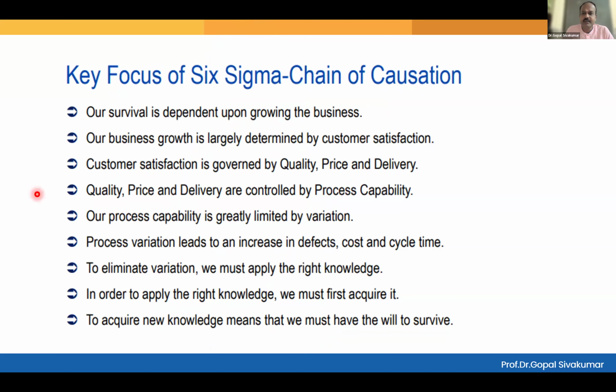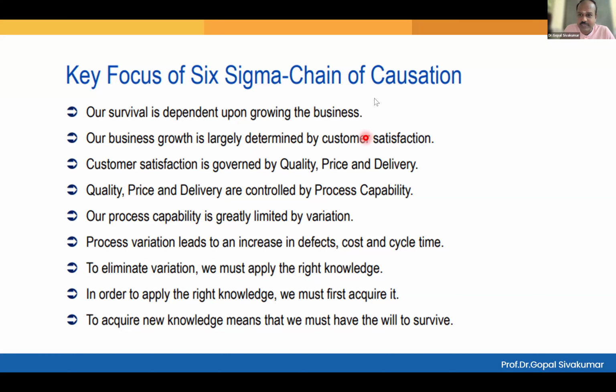All right. So the key focus of Six Sigma or Lean Six Sigma: our survival is dependent upon the growth of the business. But the business growth is largely determined by customer satisfaction. But customer satisfaction is governed by quality, price, and delivery. But quality, price, and delivery depend on the process capability. What is process capability? The effectiveness and the efficiency. The effectiveness depends on variation. The efficiency depends on the wasteful activities, isn't it?